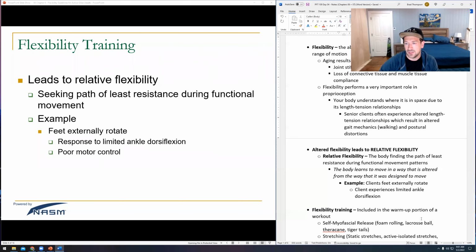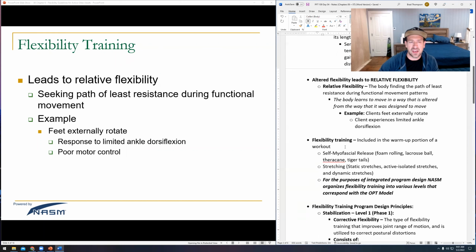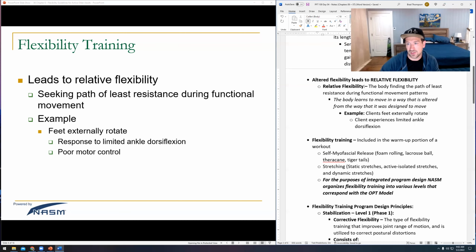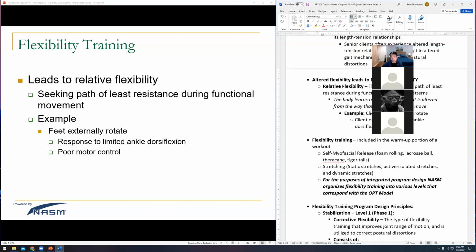Okay. Yeah. So let's go out of the senior approach here and look at our standard clients, right? Our standard everyday clients are going to have alterations in posture too. They're going to have aches and pains and altered movement patterns, all because of stiff muscles in one way or another. So what ends up happening when we have a stiff muscle is that your body will find the path of least resistance during some type of movement pattern, right? Your body's going to find a way to get the job done.